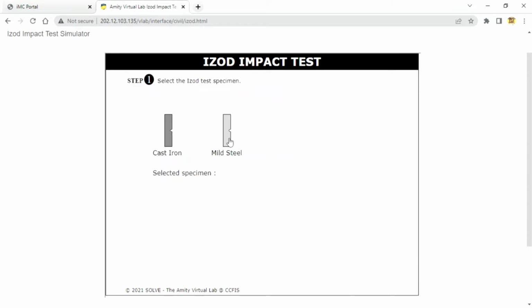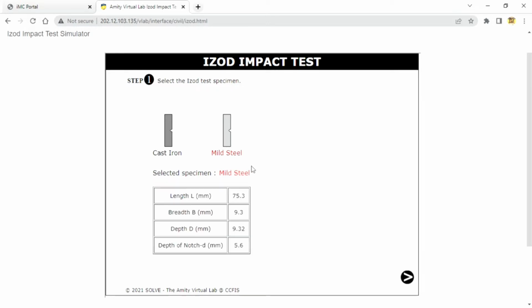Step 1 is to select the Izod test specimen, which is the mild steel. These are the length, breadth, depth, and depth of notch D for mild steel.